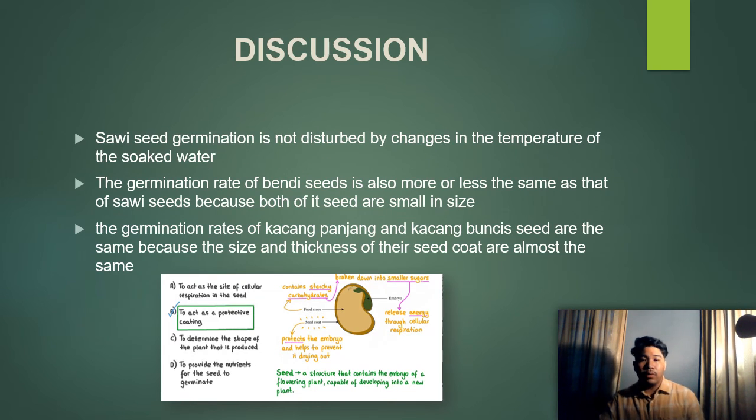So next, I'm going to talk about the overall findings of this mini experiment. Firstly, sawi seed germination is not disturbed by a change in the temperature of the soap water. Second, the germination rate of bendy seed is also more or less the same as sawi seed, because both are small in size. Third, the germination rates of kacang panjang and kacang buncis seeds are the same, because the size and the thickness of the seed coat are almost the same.